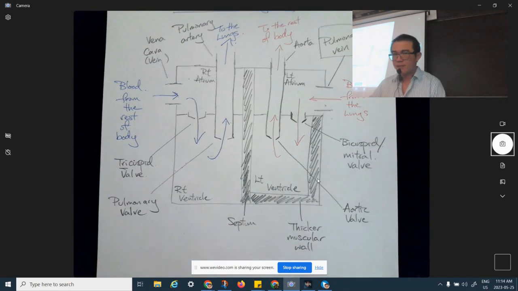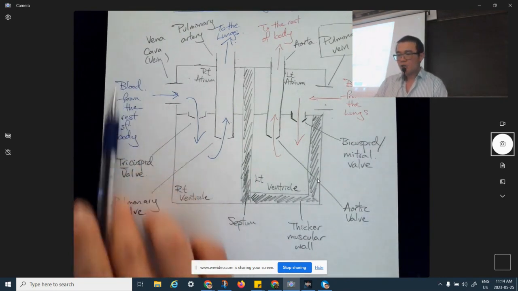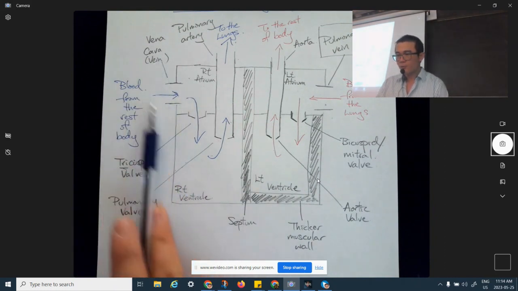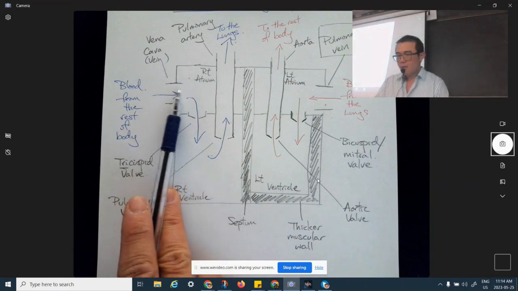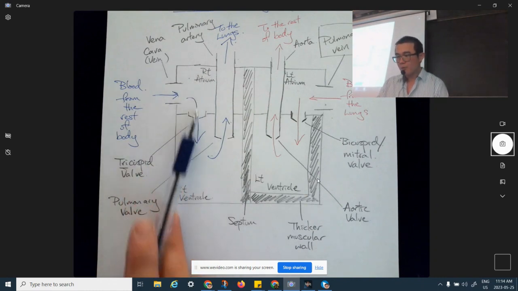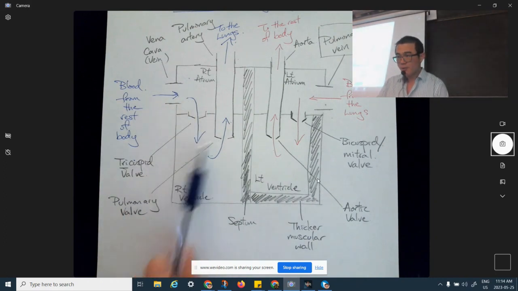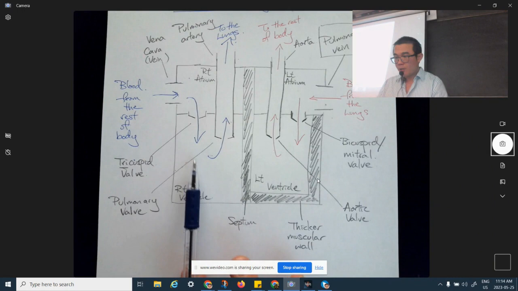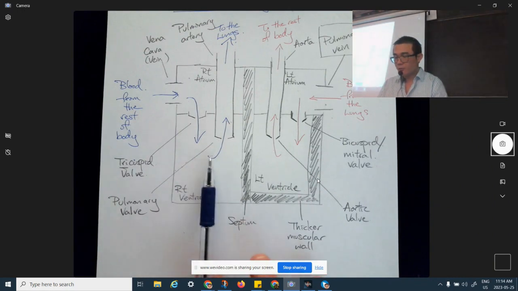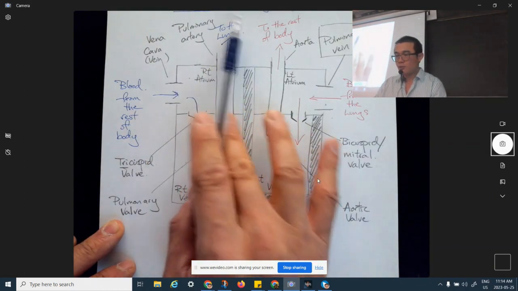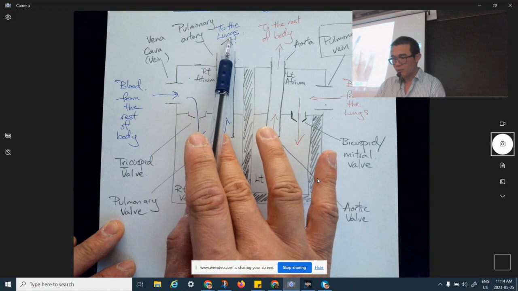Okay, so let's summarize the cycle a little bit. So deoxygenated blood comes from the rest of the body, goes into your right atrium here through the vena cava. Then the deoxygenated blood from the right atrium, after it collects, will go into the right ventricle through the tricuspid valve. Later on, when the ventricle squeezes, contracts, the deoxygenated blood will leave the right ventricle. It goes through the pulmonary valve, goes to the pulmonary artery, to the lungs to get oxygenated and get rid of CO2.